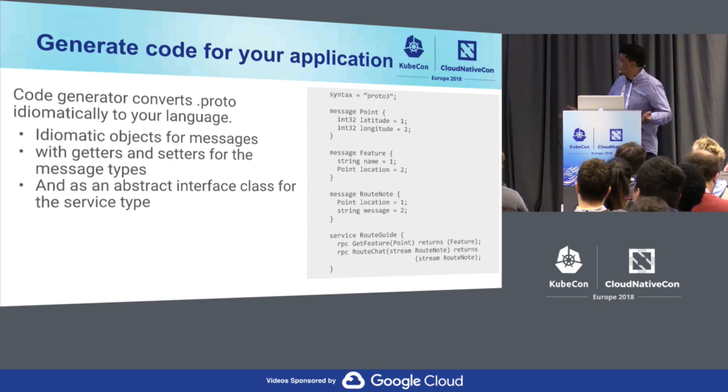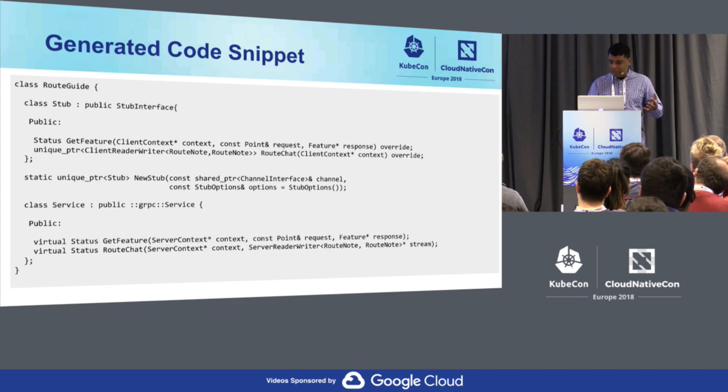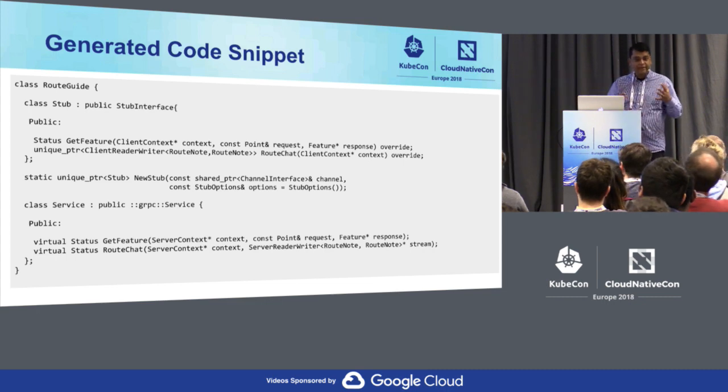So 10 plus languages, and there are libraries to do that. And it creates idiomatic objects in those languages for these messages. It gives me getters and setters for all the types and all the message types. And it creates an abstract interface for my service. So all I need to do is derive from this service class and create my service.